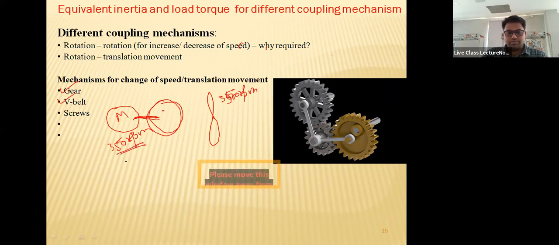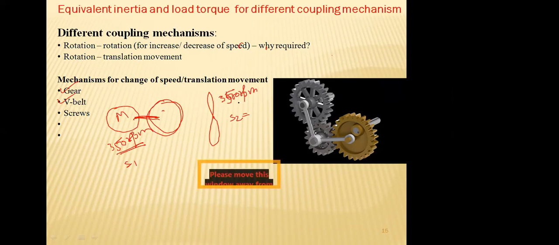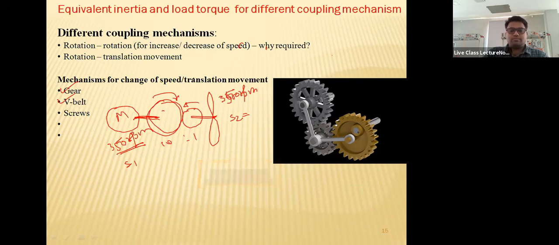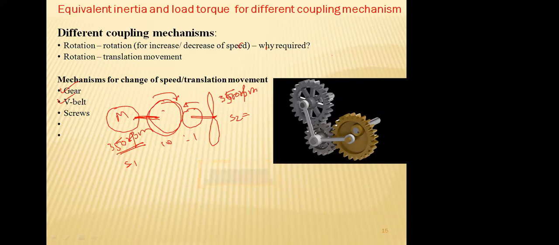This is 350 RPM. This is speed 1 and speed 2 is 3500 RPM. 10 times, around 10 times. So the bigger gear will be attached to the lower speed and the smaller gear will be attached to the higher speed, and the ratio will be 10 is to 1, right? So if it rotates one time, this gear will rotate 10 times.